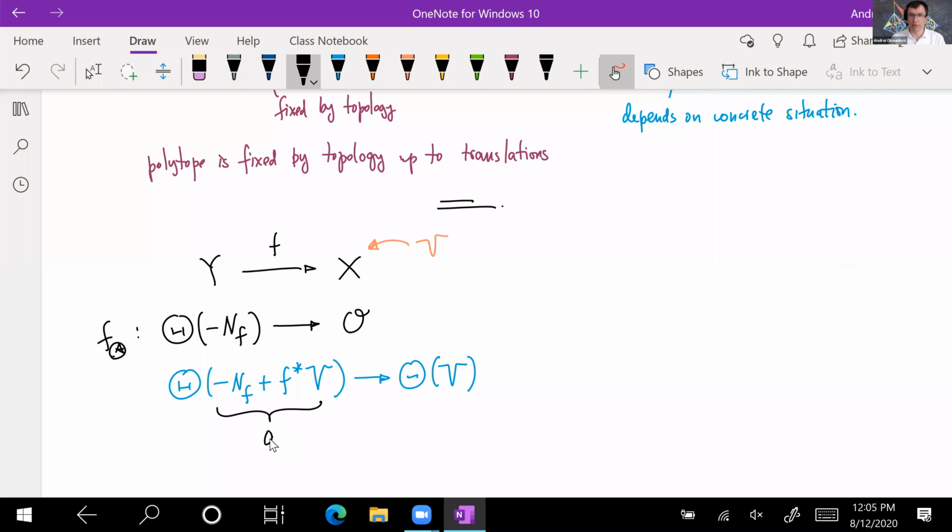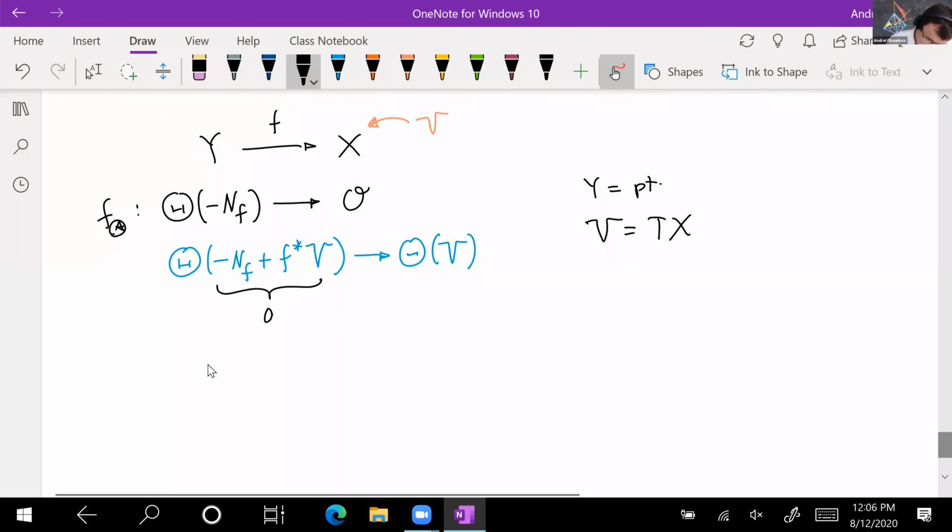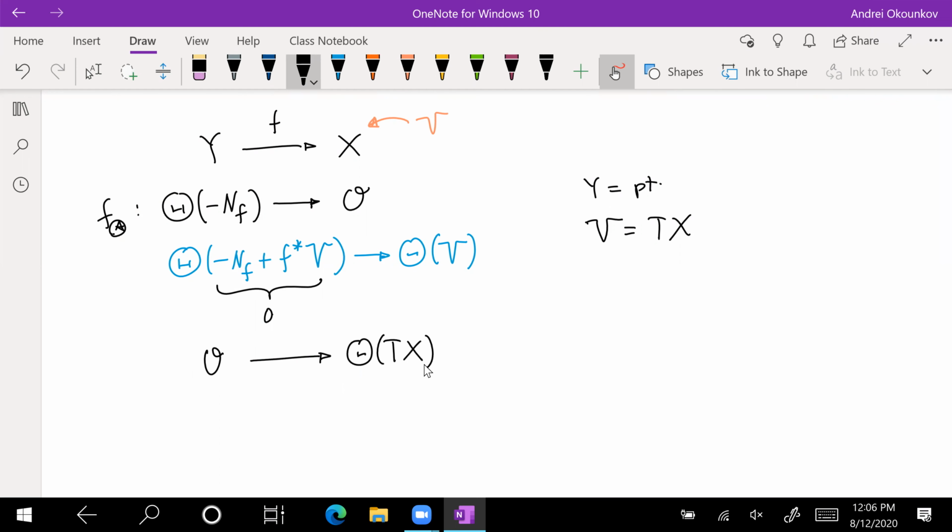So if we have a submanifold in X such that the normal bundle is the restriction of some bundle V. In other words, if my normal bundle to the point is the restriction of the tangent bundle, so here Y is a point, V is the tangent bundle of X, then we're going to get O mapping to the theta of the tangent bundle of X. That helps? Yeah, that's very helpful.